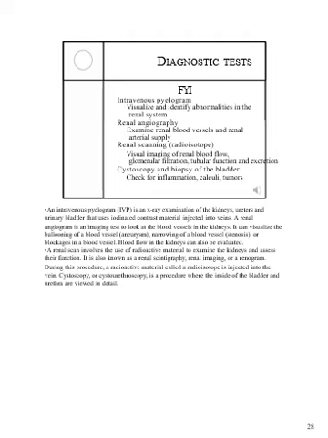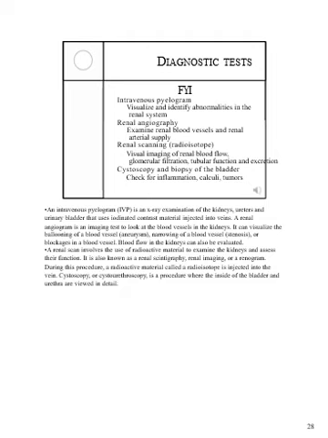An intravenous pyelogram, or IVP, is an X-ray examination of the kidneys, ureters, and the urinary bladder that uses iodinated contrast material injected into veins. A renal angiogram is an imaging test to look at the blood vessels in the kidneys. It can visualize the ballooning of a blood vessel, like aneurysm, narrowing of a blood vessel, stenosis, or blockages in a blood vessel. Blood flow in the kidneys can also be evaluated.